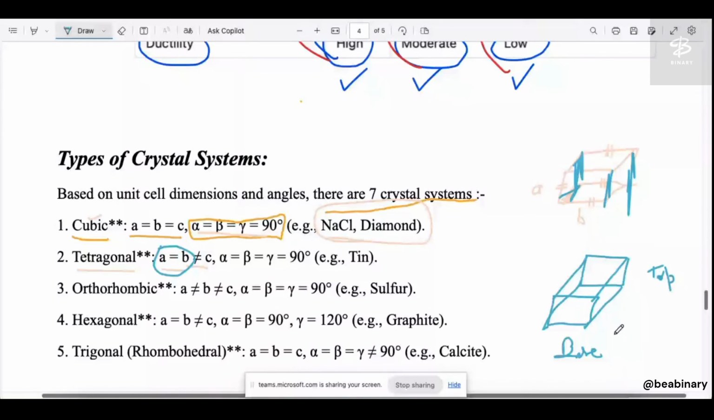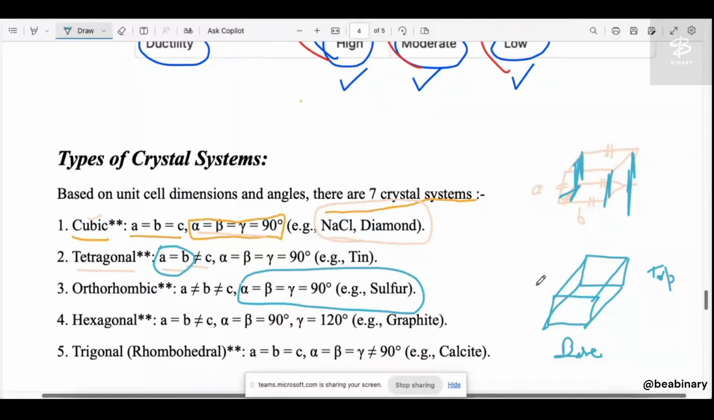So that would not be equal to the A and B. Now, if we talk about the angles, the angles would be the same. All of them, alpha, beta, and gamma, would have the same angle. Alpha is equal to beta is equal to gamma is equal to 90 degrees. So what is the difference?